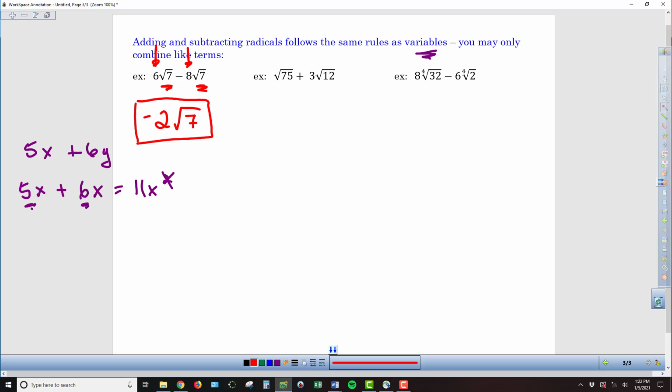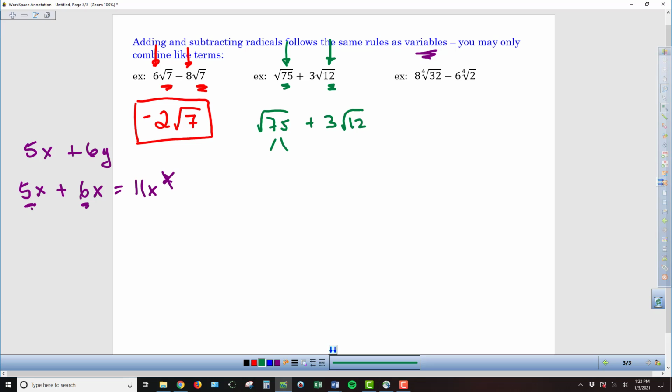Now in our second example, we do not have the same number underneath the root symbol. So as of right now, we can't combine these. But what we have to try to do is to see if we can simplify these radicals, so the root 75 and the root 12, to see if maybe we do end up with the same thing underneath the radical once they've been simplified. So in the case of root 75, we'll start there. So I factor tree that.